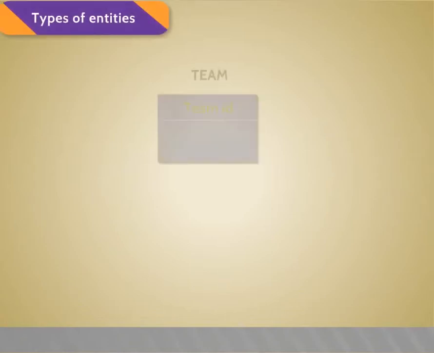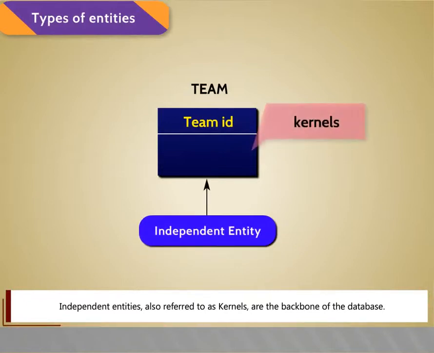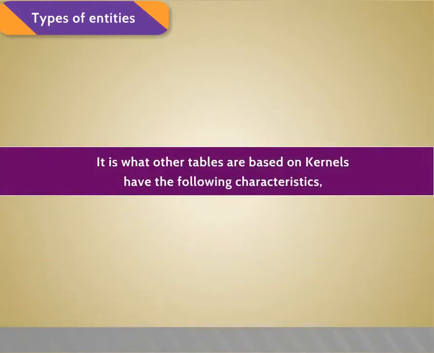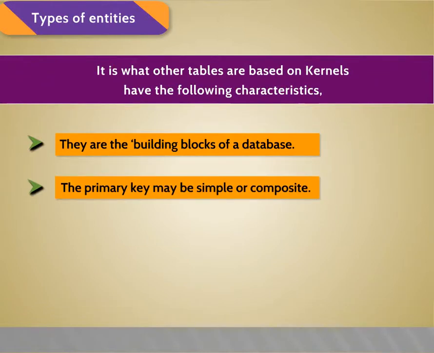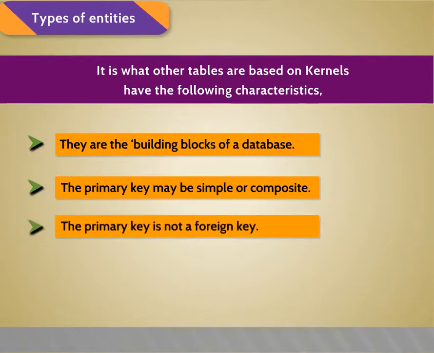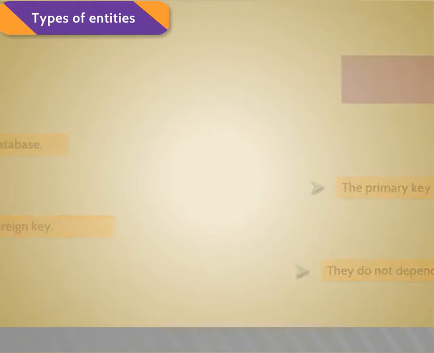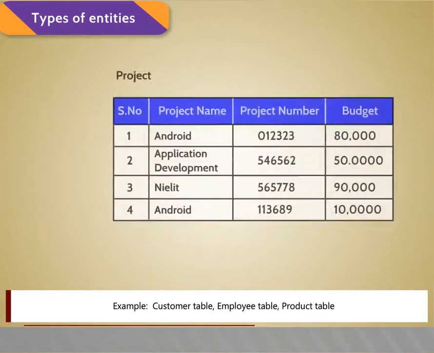Types of entities. Independent entities, also referred to as kernels, are the backbone of the database. It is what other tables are based on. Kernels have the following characteristics. They are the building blocks of a database. The primary key may be simple or composite. The primary key is not a foreign key. They do not depend on another entity for their existence. Example: customer table, employee table, product table.